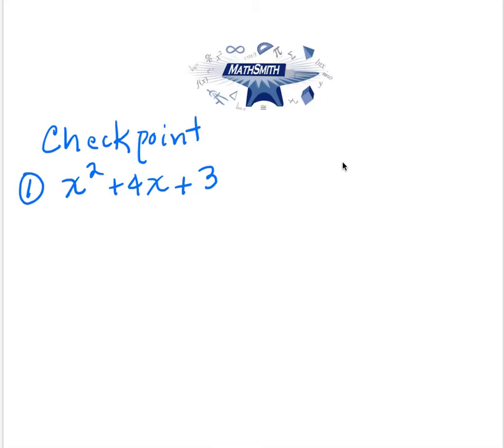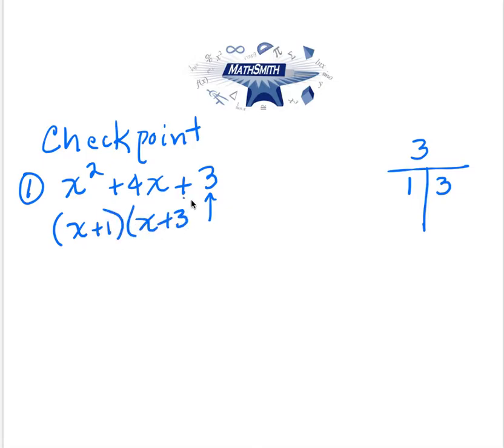This quadratic. Okay, so we're looking at the last term here, the 3. It's positive, right? And it's going to combine into 4. Well, 3 is a prime number. I only have 1 and 3 as my factors, right? And when I combine those, that combines into 4. So this is going to factor into x plus 1 times x plus 3. And if I refoil this, I will get my original quadratic trinomial back.